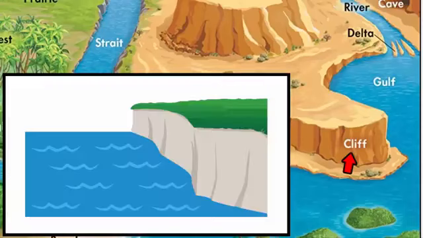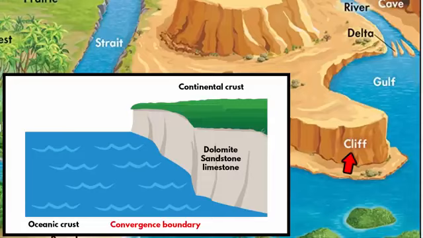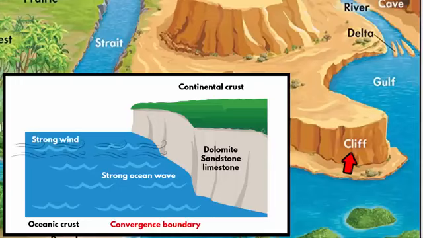The major sedimentary rocks that form a cliff are dolomite, sandstone and limestone. Even they are formed how mountains and plateaus are formed, that is through tectonic activity. Now these rocks get hit by constant wind and water. As a result, they get eroded and weathered.